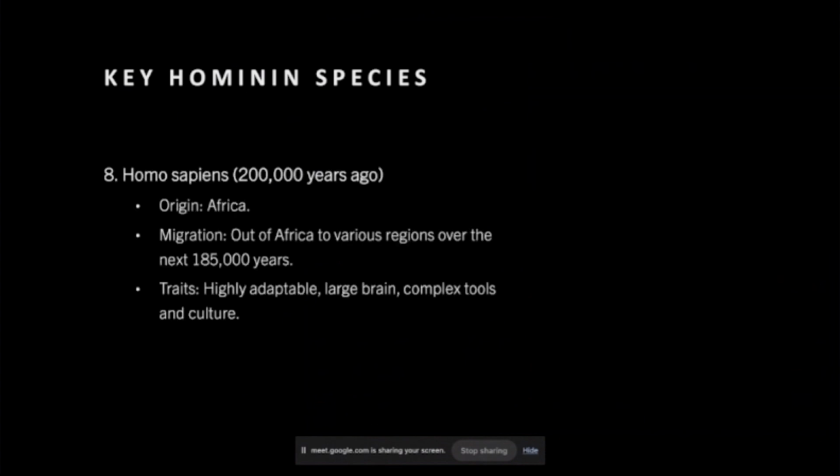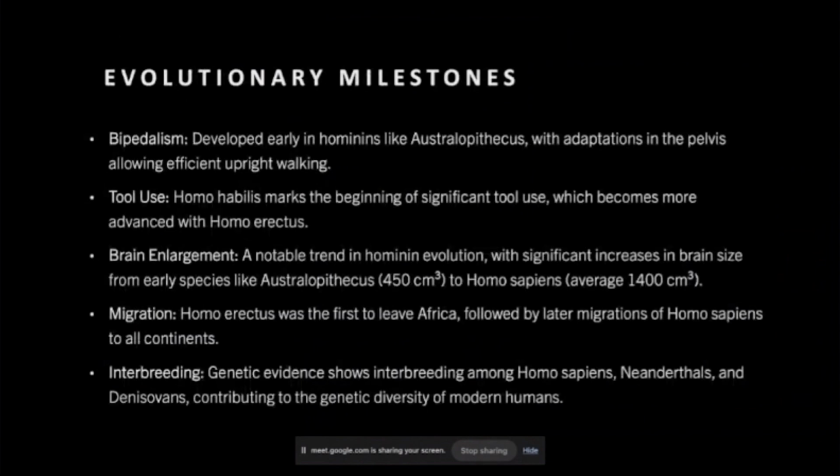Now, the Homo sapiens, of course, their origin was from Africa. They moved out of Africa to different regions over the next 185,000 years. They are highly adaptable, with large brains and complex tools and culture. Okay, so what are the evolutionary milestones? What is it that you need to take away from human evolution today?